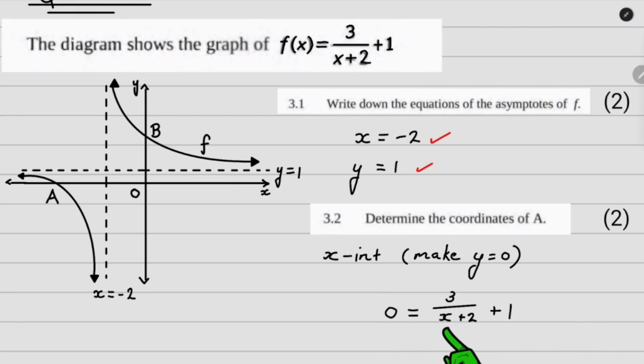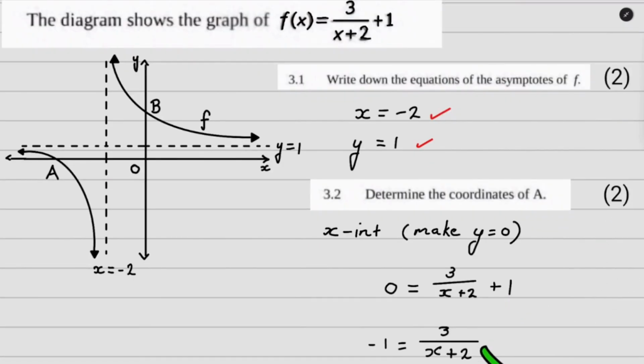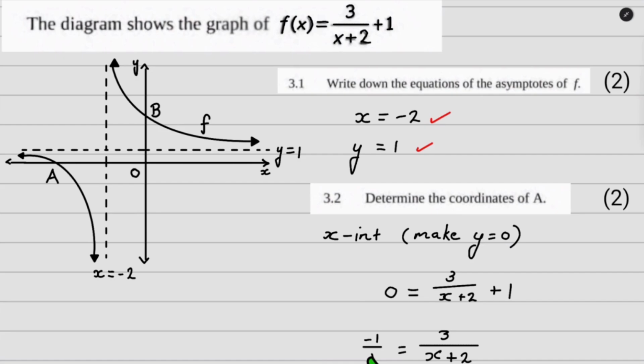Then I need to work on getting x on its own. So I'm going to take this 1 over, and it becomes negative 1. Once I've done that, I want to set myself up for cross multiplication. So I'm going to change this into a fraction by just putting it over 1. And then once that's done, we bring the bottoms up to the other side and we multiply going across, cross multiplication.